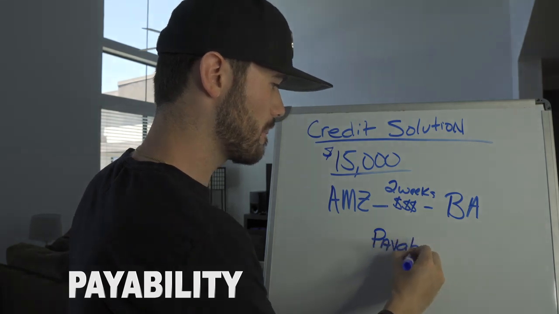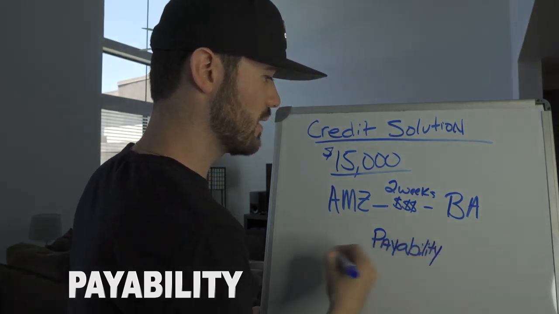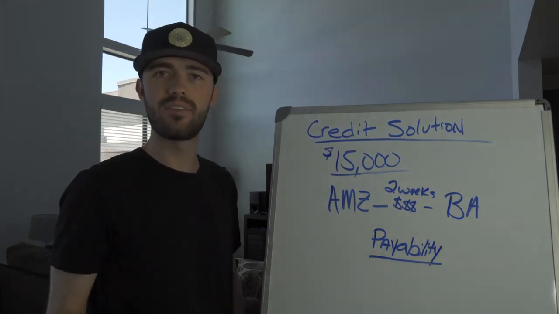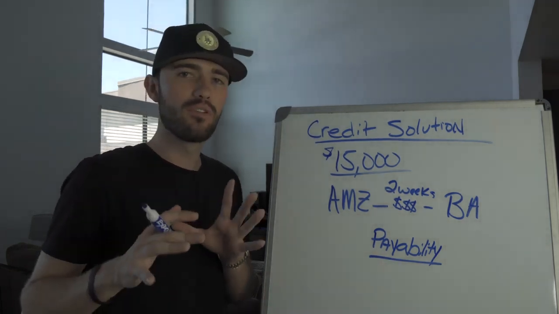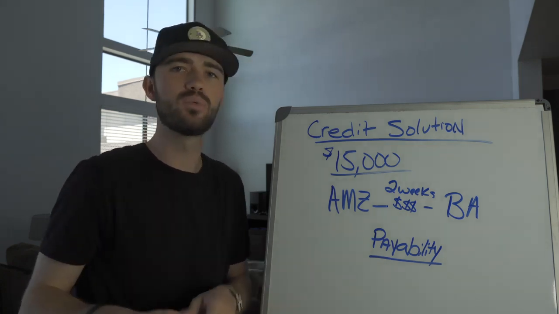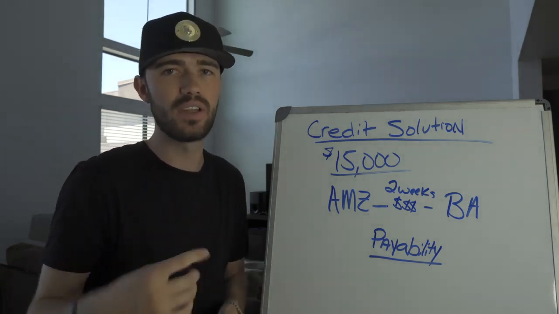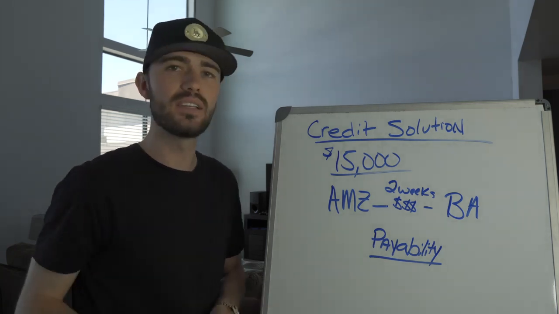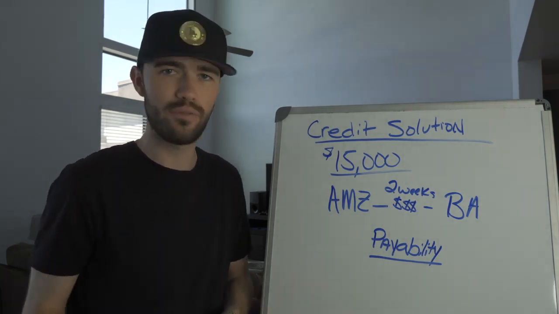Payability. Okay. Payability right here. You can Google that word. That's Payability. They have a website and you can research all about them. First things first, before I talk about this, you will need 3 months of selling history, doing at least $2,000 per month to be eligible to even start with Payability. So get that out of the way first.